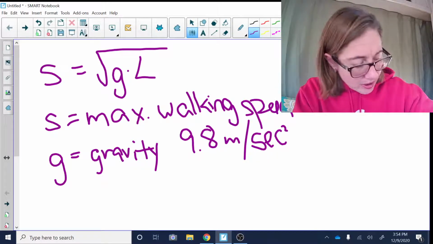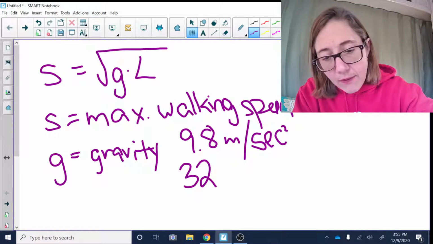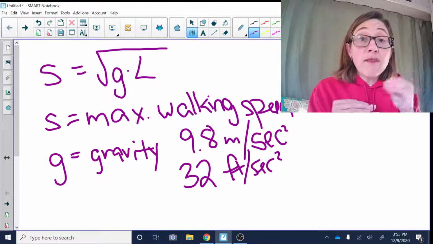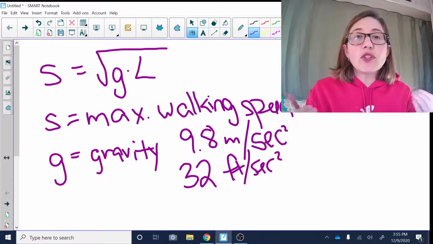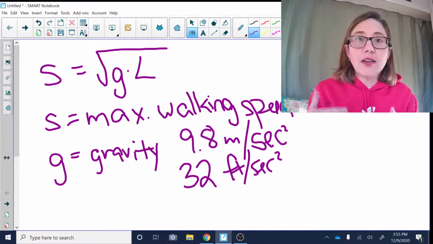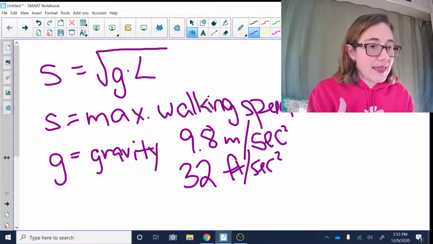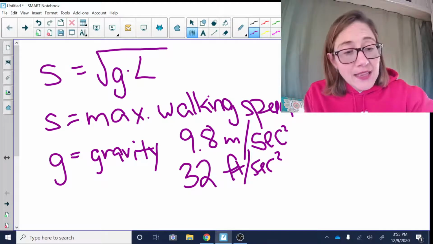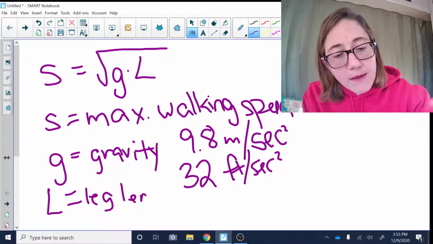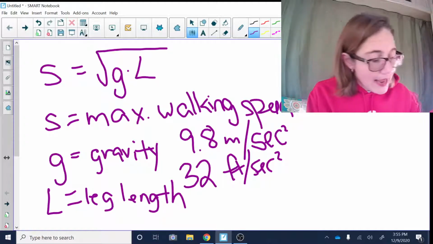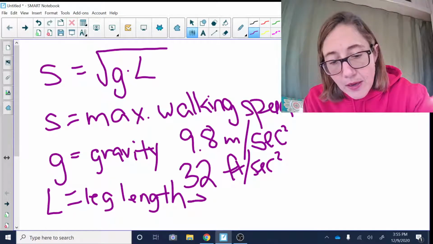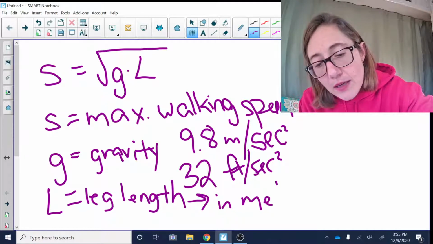And then in the English system, that is 32 feet per second squared. So you'll fill in one of those two numbers for the G every time. You'll just decide which one based on whether your other numbers are in meters, centimeters, things like that, or in feet, inches, things like that. And then L stands for leg length, the leg length of these different animals that we're going to be talking about today. And this is going to be either in meters or in feet.